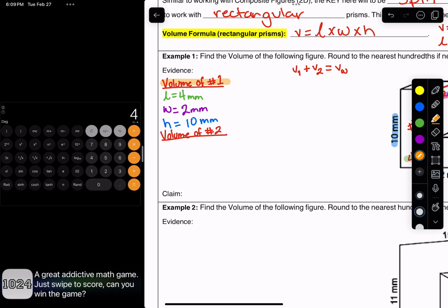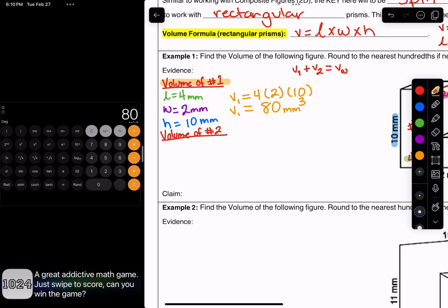So the volume of number 1 is going to be orange. So volume of number 1 is equal to 4 times 2 times 10. Okay? And we can do that in the calculator. So 4 times 2 times 10 is equal to 80. This volume of number 1 is going to be millimeters cubed.